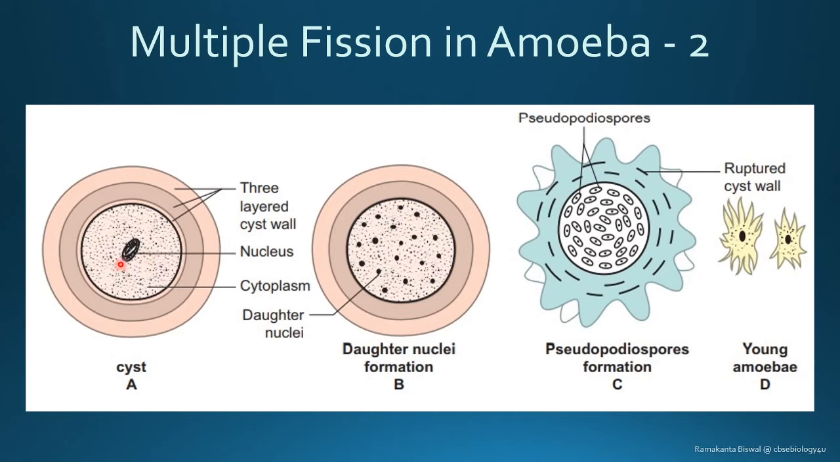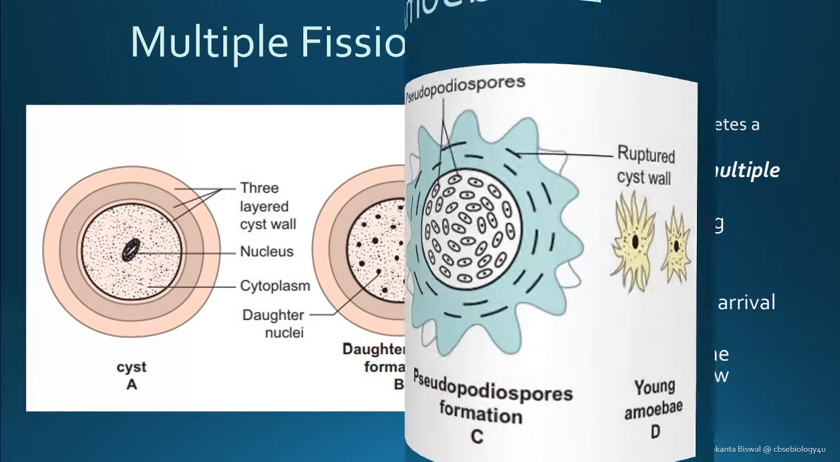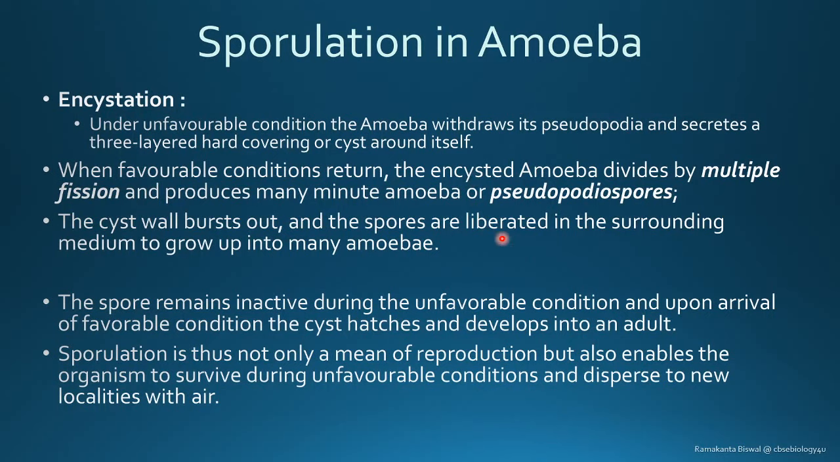And you can see here that a single nucleus divides into a number of daughter nuclei, and then each of the nuclei gets surrounded by cytoplasm, and those structures are called pseudopodiospores. When the cyst wall ruptures, the pseudopodiospores are released, and they develop into the young amoeba.